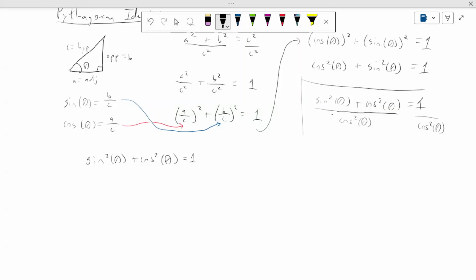But we don't need to worry about that because we're in a right triangle right now. Cosine of theta will never be equal to 0, okay? Your adjacent side will never be equal to 0 in a triangle, right? So cosine of theta will never be 0. So that's kind of nice.